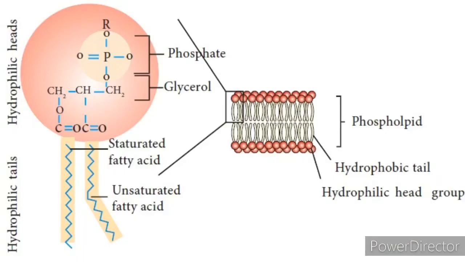The second group of lipids is phospholipids. It is the major component of the cell membrane. This is a phospholipid. As you can see, the head is hydrophilic or attracted to water because it is composed of phosphate group and glycerol. And its tail is hydrophobic or water-fearing because it is composed of saturated and unsaturated fatty acids.